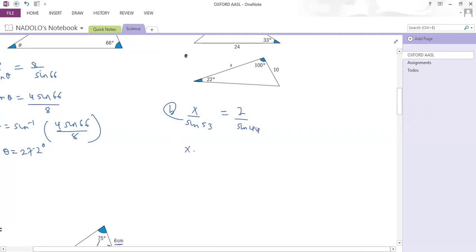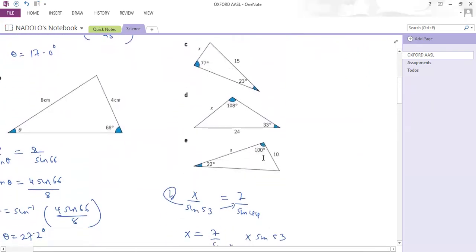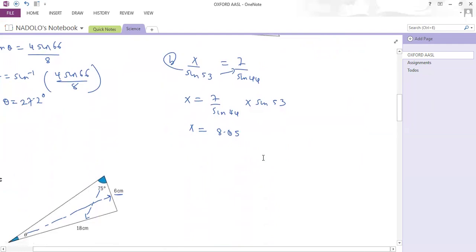So for you to obtain x, you're going to multiply sine 53 on that side. If you use your GDC to do this, your answer should be 8.05. Let's check if there were units. No units, so it's 8.05.